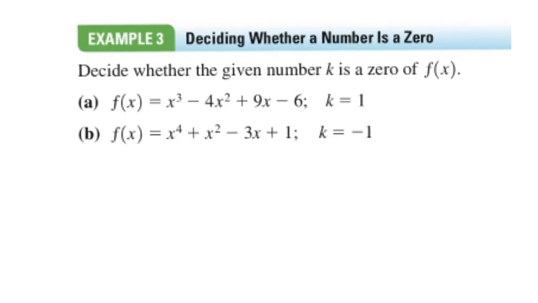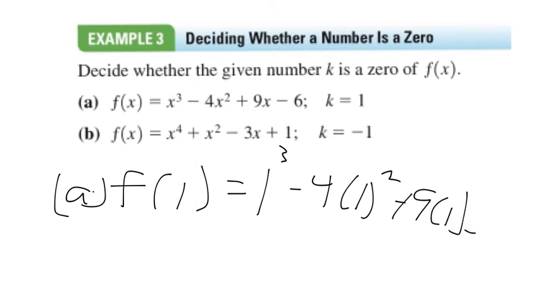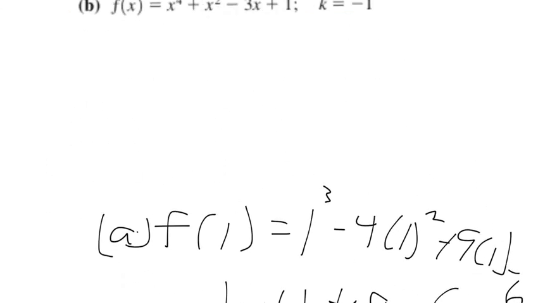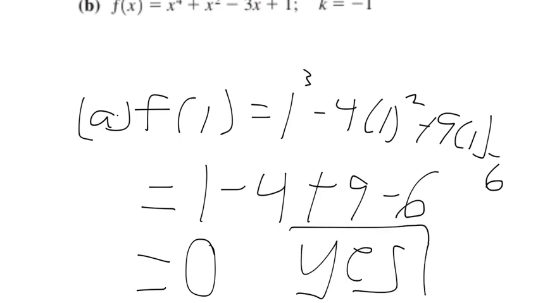So, for part A, if you want to use the remainder theorem, you can just plug in 1. So it'd be 1 to the 3rd minus 4 times 1 squared plus 9 times 1 and then minus 6. So 1 to the 3rd is 1, minus 4 times 1 squared, which is 4, plus 9 times 1 is 9, then minus 6. 1 minus 4 is negative 3, plus 9 is 6, minus 6 is 0. So, for part A, you say yes, 1 is a solution.